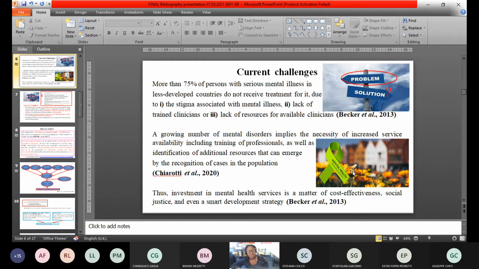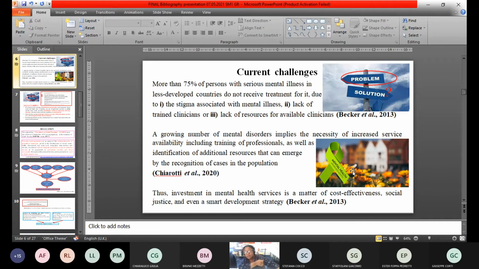And the current challenge that we are facing now is that more than 75% of people with mental illness in less developed countries, or worse, in rural areas, do not receive mental health treatment. And this can be due to a number of reasons, which are not limited to the stigma associated with mental illness, the lack of trained clinicians, or the lack of resources that are available for the trained clinicians that we have currently.